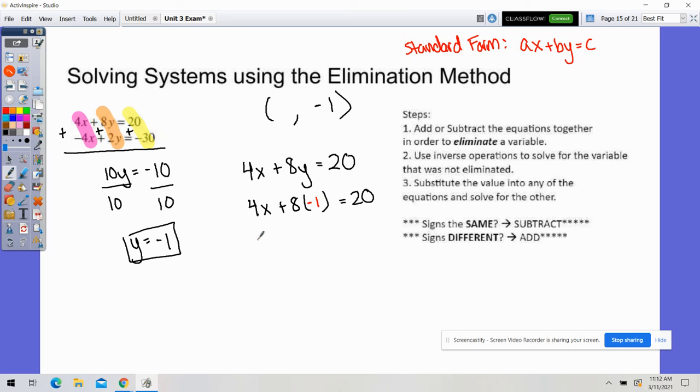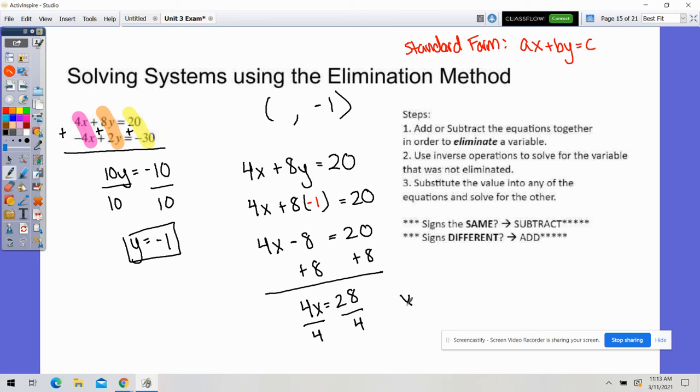Okay, so I'll bring down this 4x. 8 times -1 is -8 equals 20. I'm adding 8 on both sides, and -8, so the inverse is addition. We get 4x equals 20 plus 8 is 28. Dividing by 4 on both sides, we get x equals 7. So (7, -1) is the solution of those two equations. If we were to graph them, that is where they would intersect.